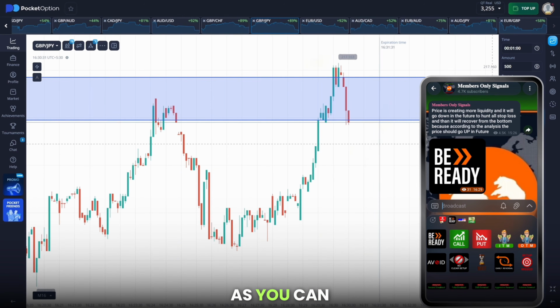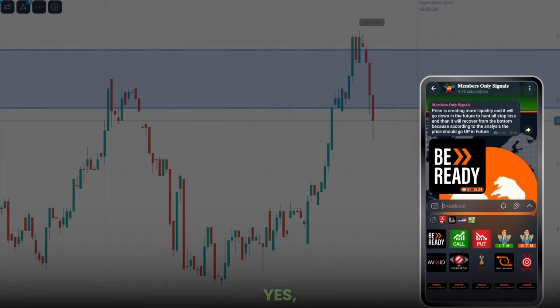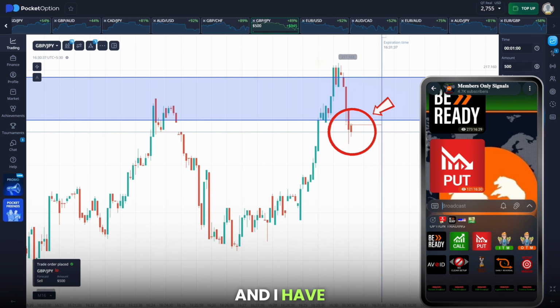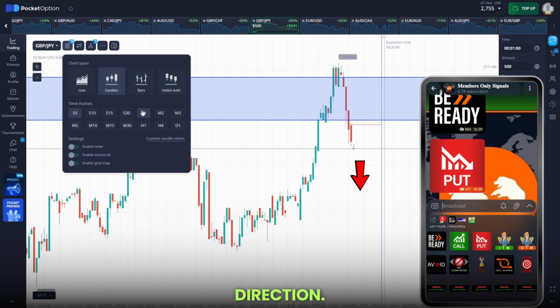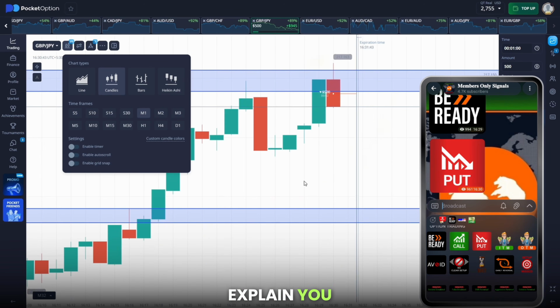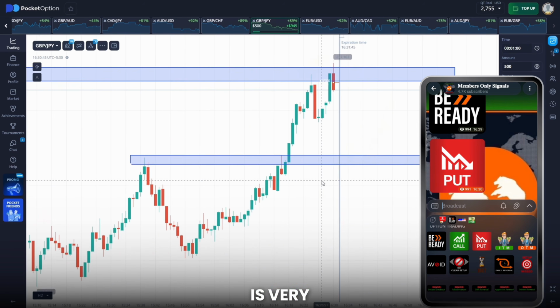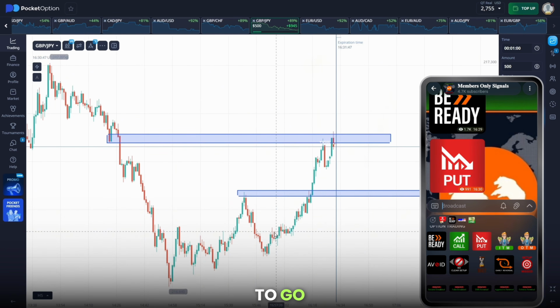No breakout, as you can see. Yes, we have confirmation, and I have placed the last trade of today's session in the downward direction. Let me explain the logic. The logic is very simple, but I have to go through the whole analysis, and only then will I reach this particular trade.